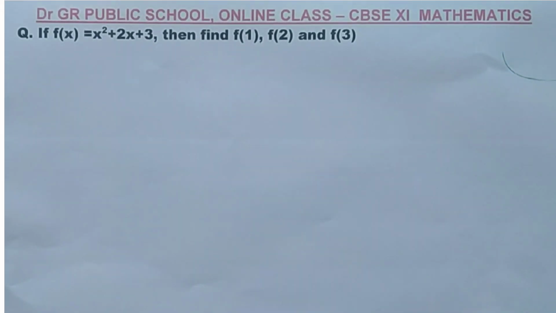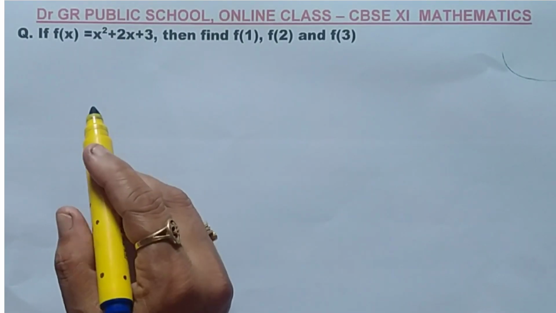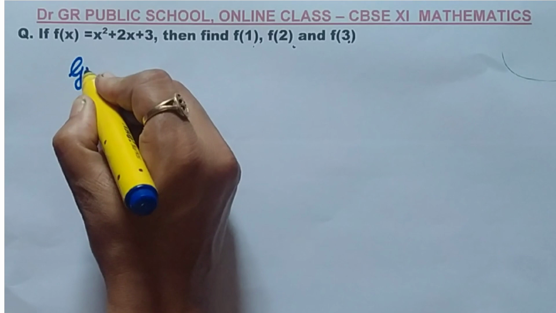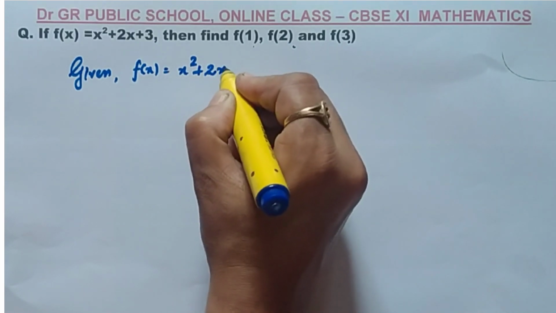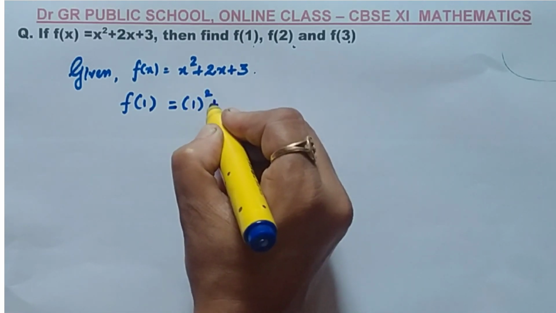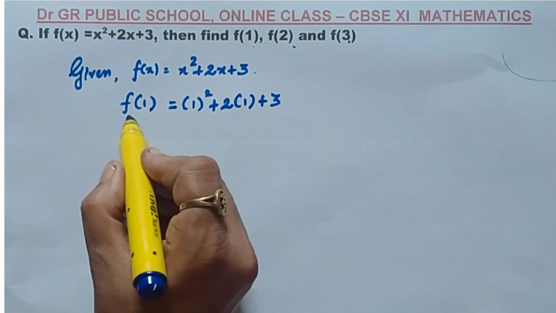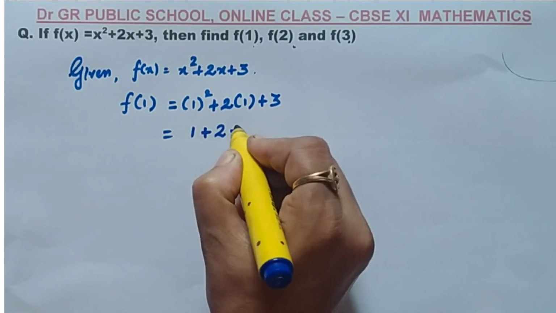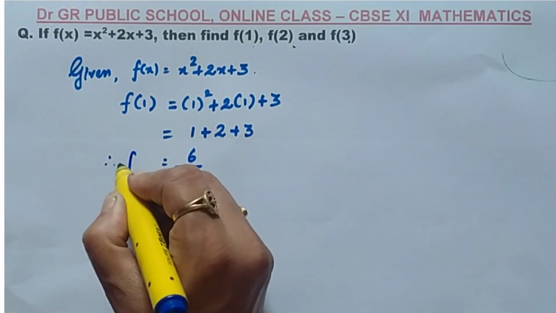Now another question. If f(x) equals x square plus 2x plus 3, you are given a function f(x). Find f(1), f(2) and f(3). Given f(x) equals x square plus 2x plus 3. You need to find f(1) at first. f(1) equals 1 square plus 2 into 1 plus 3. Replace all the x with 1. Then you will get f(1). What is the value here? 1 square is 1, plus 2, plus 3. 3 plus 2 is 5, plus 1 is 6 is the answer. So, f(1) equals 6.